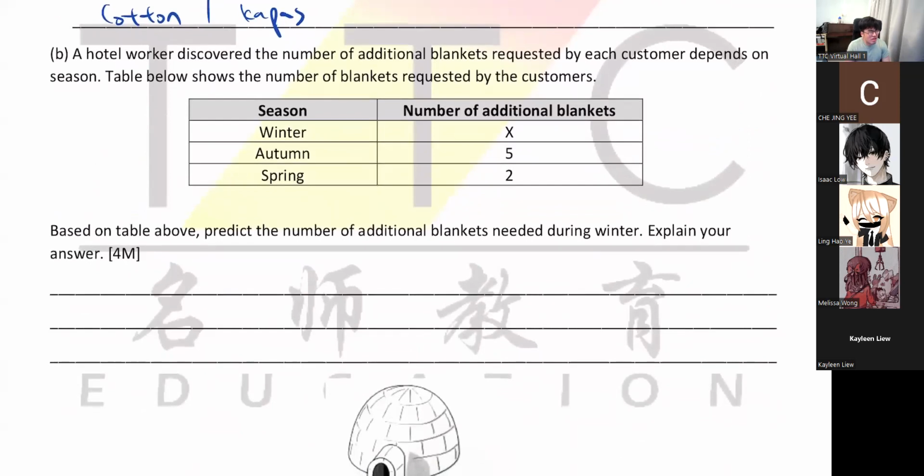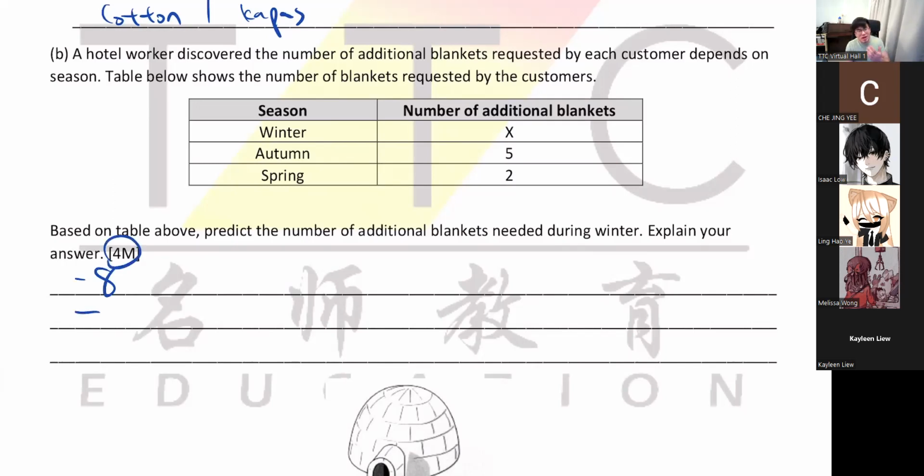Okay, so based on the table above, predict the number of additional blankets. Okay, so what do you think the number is here? Wow, okay, you both answer 8. Okay, you can just say more than 5. Okay, 8 I will accept lah. So 4 marks here, you should explain all.